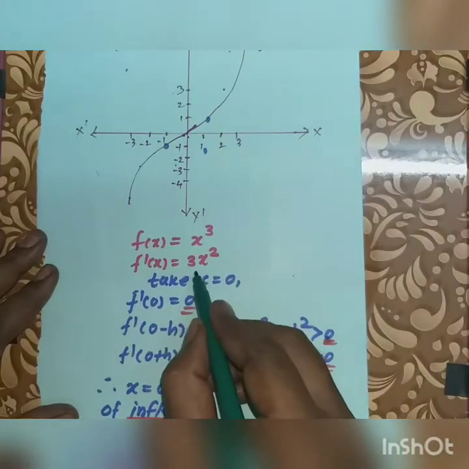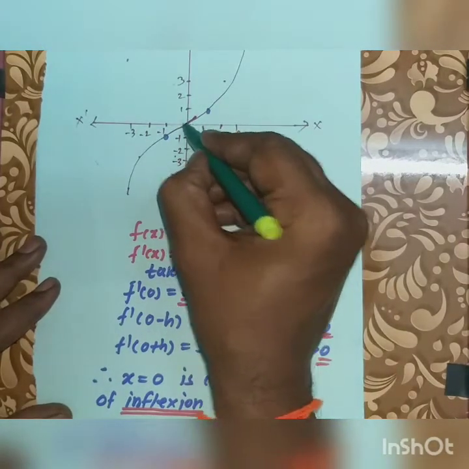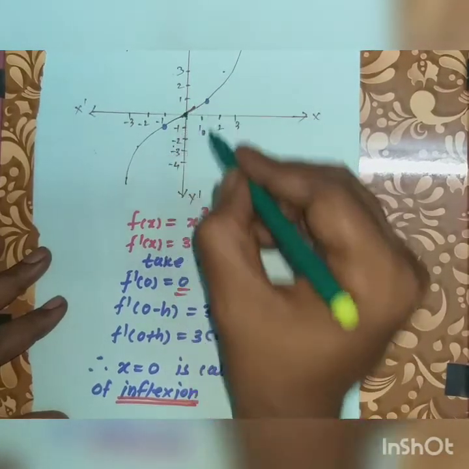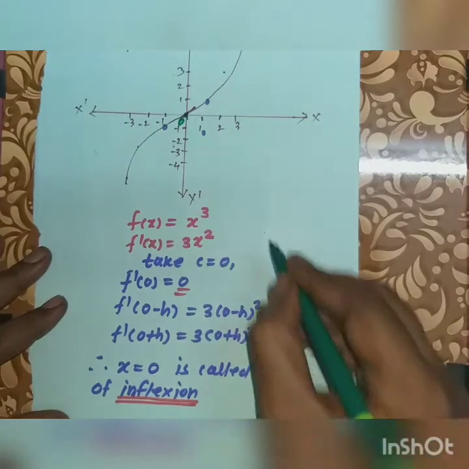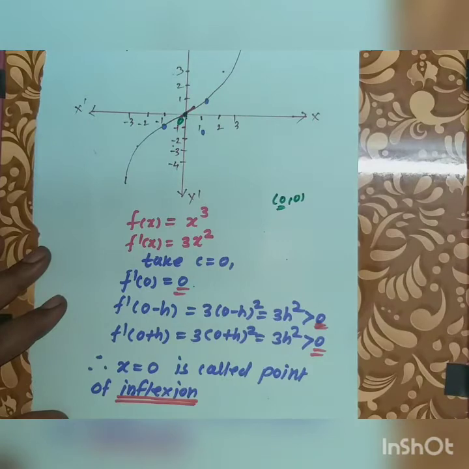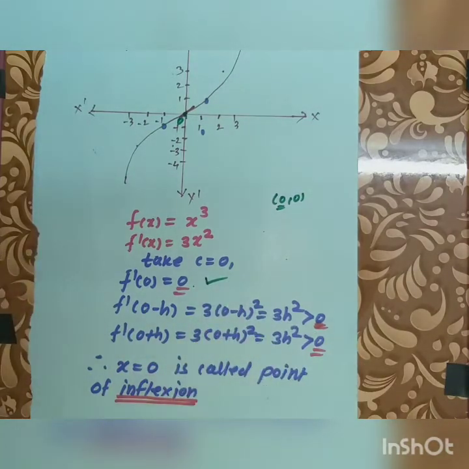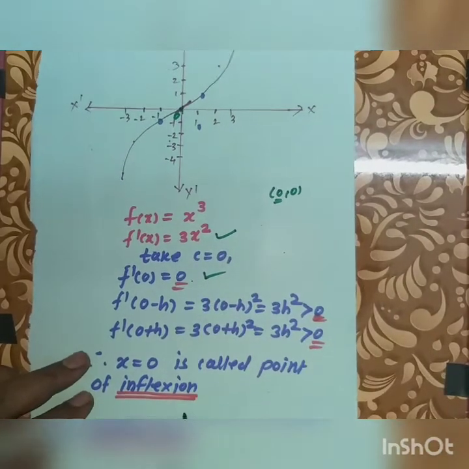First order derivative we take, 3x square. Take the point origin as point C, because the graph is passing through the origin, and its coordinates are (0, 0). We take C: f dash of 0 is equal to 0. So the first condition is satisfied, the first order derivative is equal to 0.